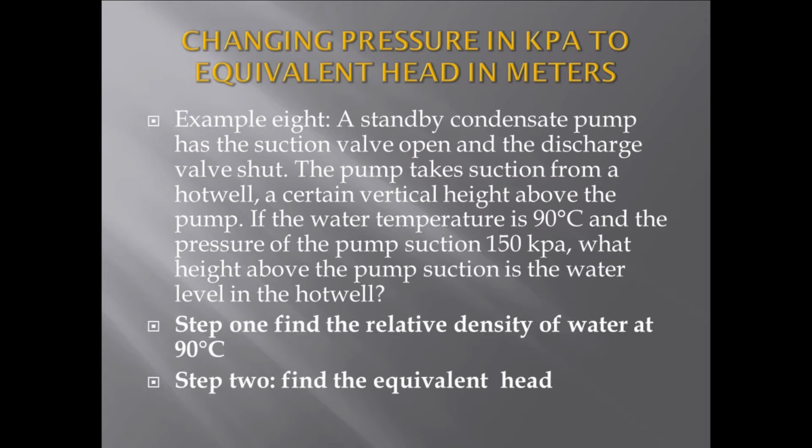Example 8. A standby condensate pump has the suction valve open and the discharge valve shut. The pump takes suction from a hot well a certain vertical height above the pump. If the water temperature is 90 degrees C and the pressure at the pump suction is 150 kPa, what height above the pump suction is the water level in the hot well? We'll divide this problem into 2 steps. Step 1, we'll find the relative density of the water at 90 degrees C, and step 2, we'll find the equivalent head.